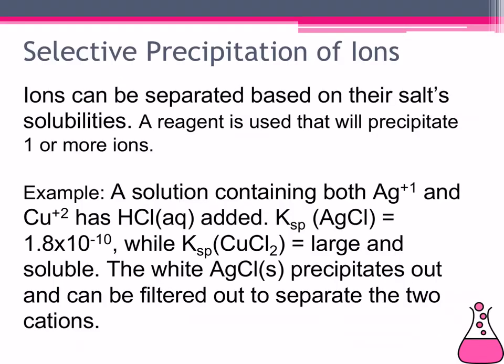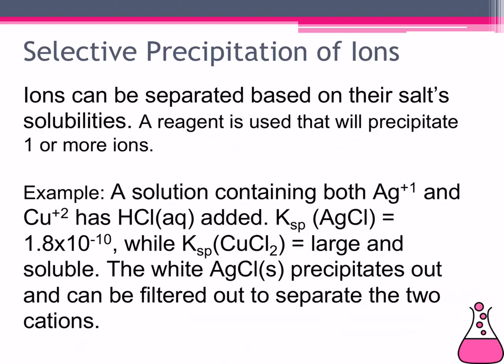Okay, so oftentimes in lab what we'll need to do is selectively precipitate an ion from a solution. So ions can be separated based on their salt solubilities. A reagent is used, usually, that will precipitate one or more ions. For example, if I have a solution that contains both Ag+ and Cu2+ ions, and I add HCl to it, the KSP of AgCl is 1.8 times 10 to the minus 10, while the KSP of CuCl2 is very large. That's a very soluble compound. I know that AgCl is not very soluble, but that CuCl2 is very, very soluble. So the AgCl will precipitate out of solution, and I can filter it out to separate these two cations.